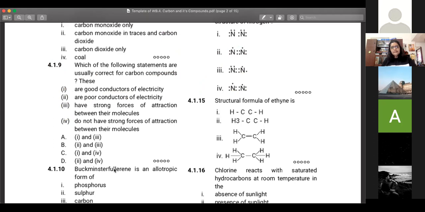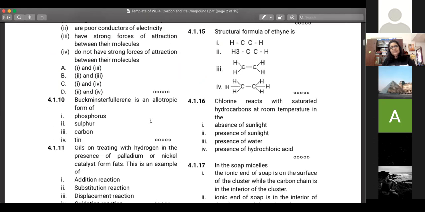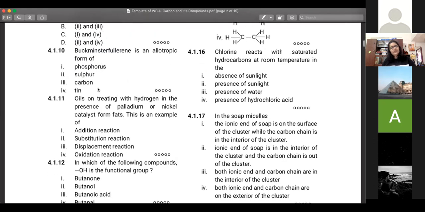Okay. Next, Buckminster fullerene is an allotropic form of this. Everybody should be able to answer. It's a direct one. Yeah, absolutely. Whoever has answered, absolutely right. Anirban, what happened? Buckminster fullerene is an allotrope of what? Check your notes, flip the pages. My mistake.